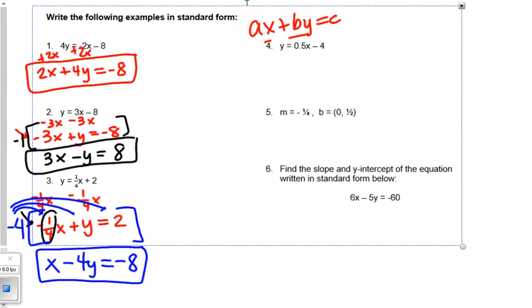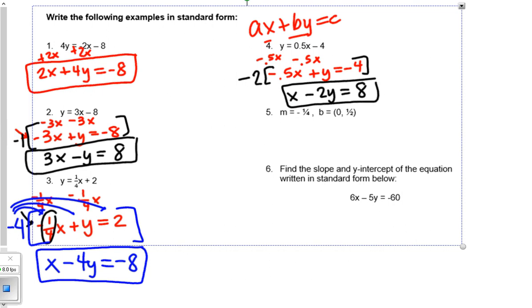Okay, so let's keep going. Let's try number 4 up here. Again, first I need to just even move my x over. So -0.5x plus y equals -4. I can't have that decimal or that negative, so multiply the whole thing by a -2. Now, why did I choose 2? Well, I know that 0.5 is a half. How can I get rid of a half? By doubling it. So I've got positive x minus 2y equals positive 8.